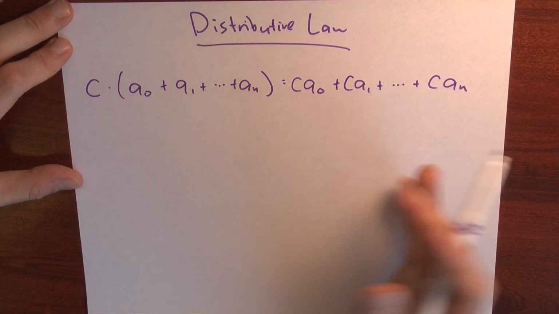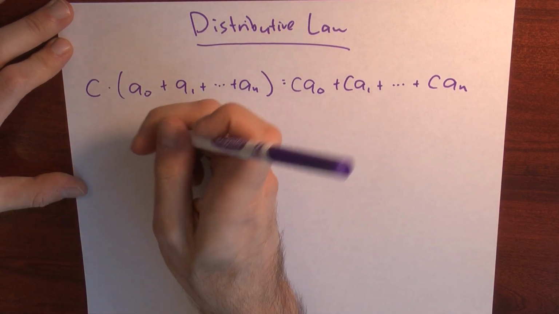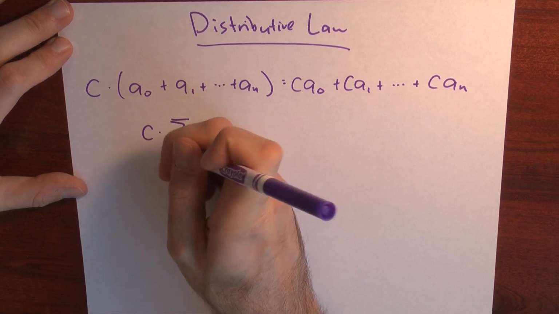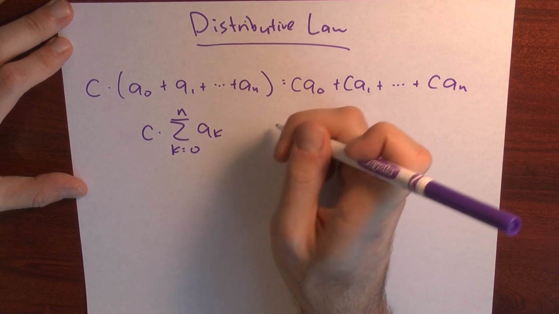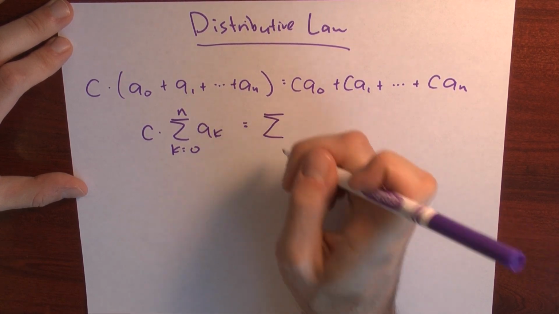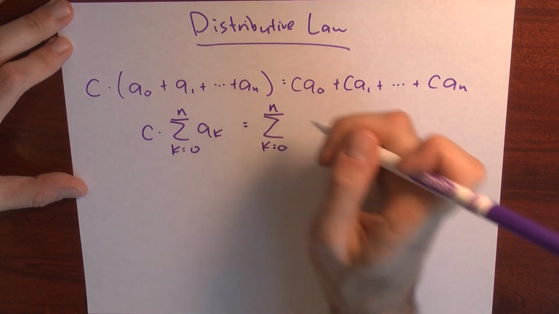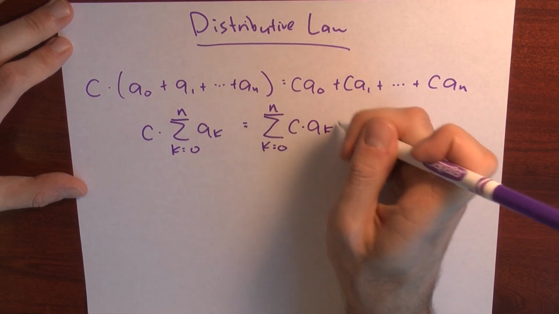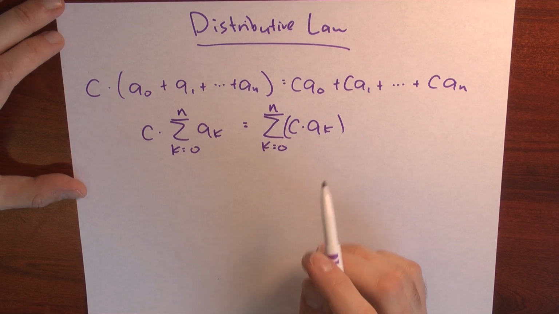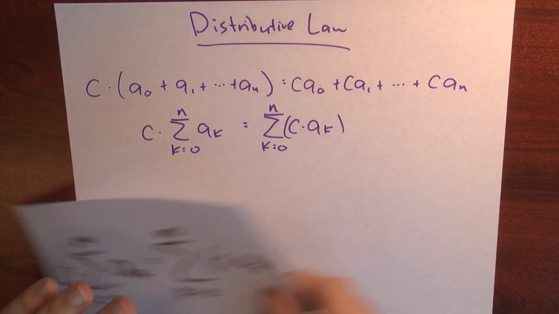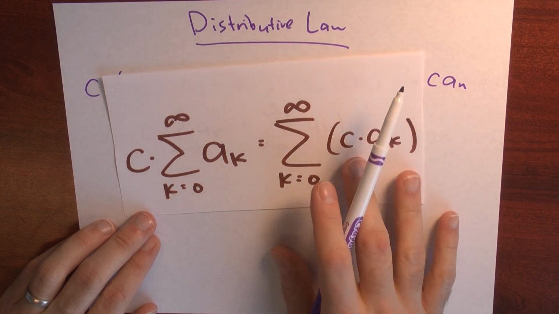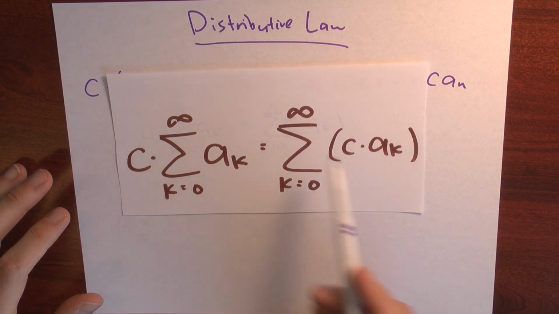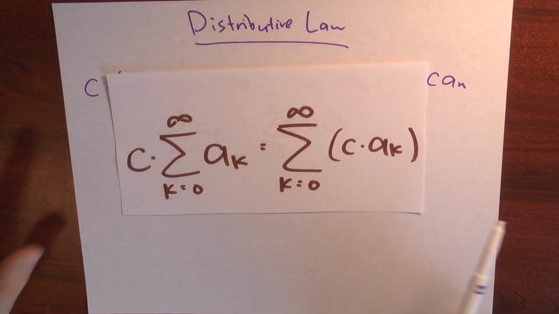I could even write it using summation notation, right? The distributive law says that c times the sum k goes from 0 to n of a sub k is equal to the sum k goes from 0 to n of c times a sub k. That's what the distributive law is telling me. But contrast that with this statement, right? This isn't just a statement about finite sums. This is a statement about infinite series. So how do I justify something like that?